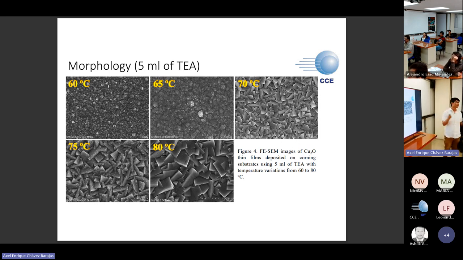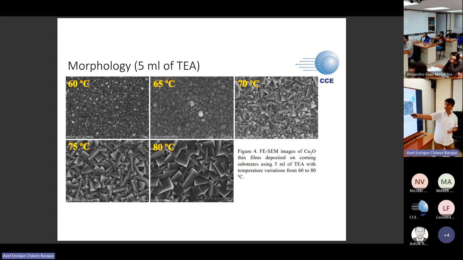No? Probably for some applications, this is good because we have a more well-defined morphology, so we can incorporate a second layer, for example, in the case of a solar cell. But in the case, for example, we want to develop a photocathode, what we want is a rough surface, because we want to increase the contact with the contaminant or with the solution.